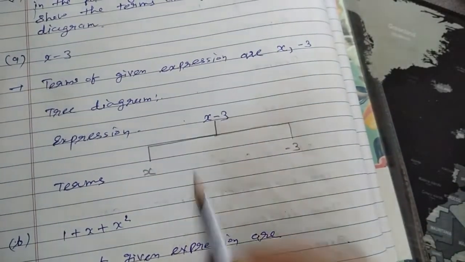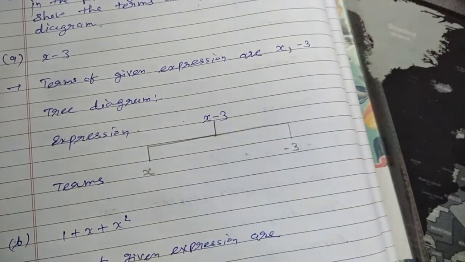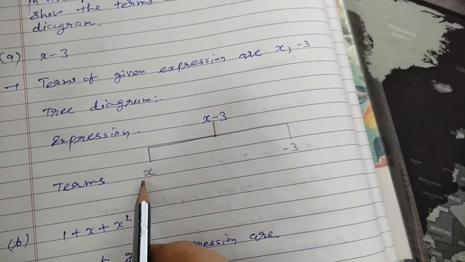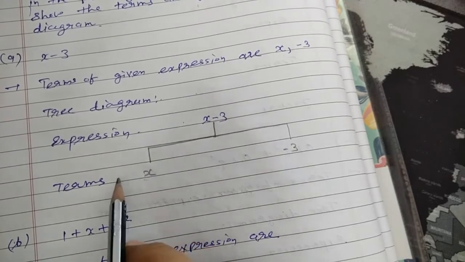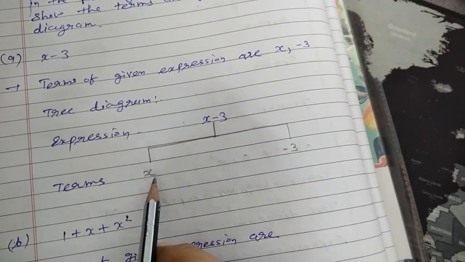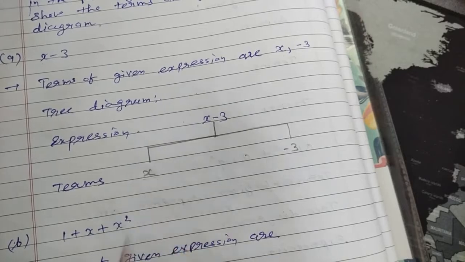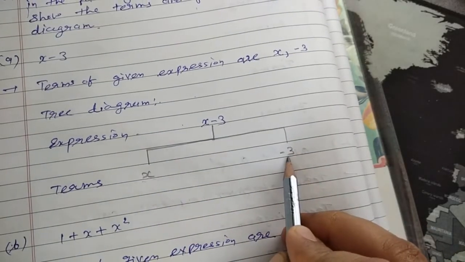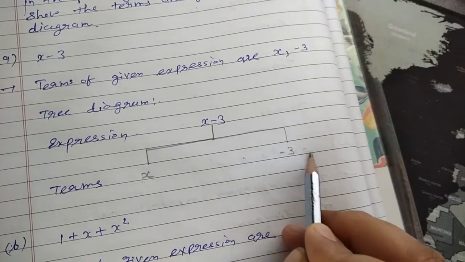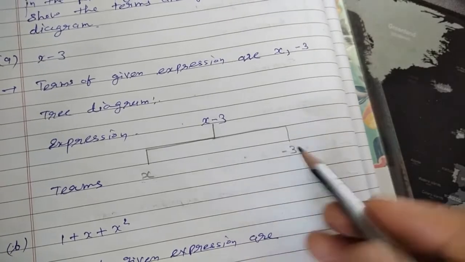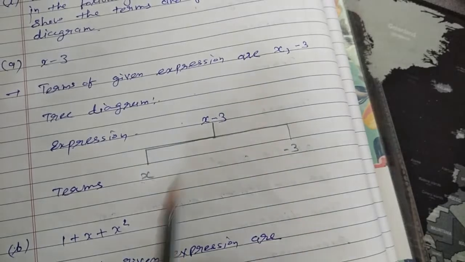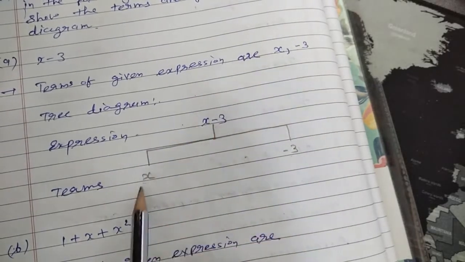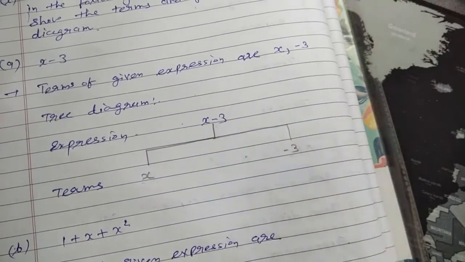And then we have to write its factors. But as we learned, here only the variable x is there. There is no numerical coefficient. And in the term minus 3, only a constant term is there, no variables. So it should not be further factorized. So in the tree diagram for x minus 3, only terms will come, that is x and minus 3.